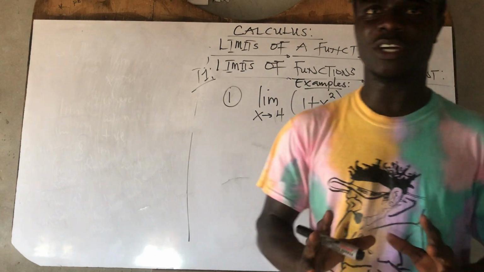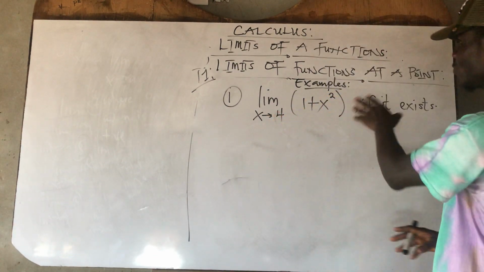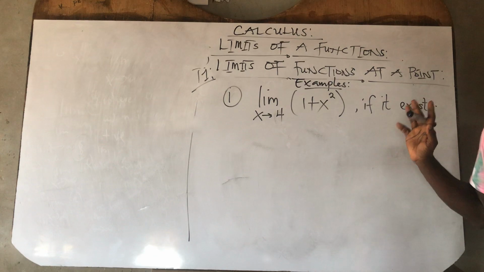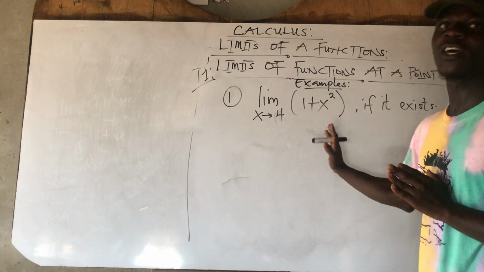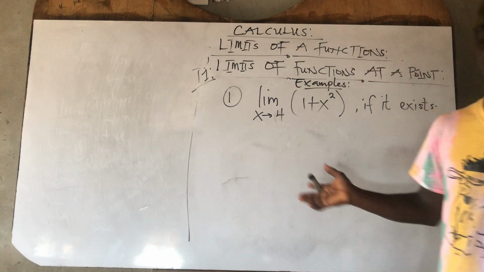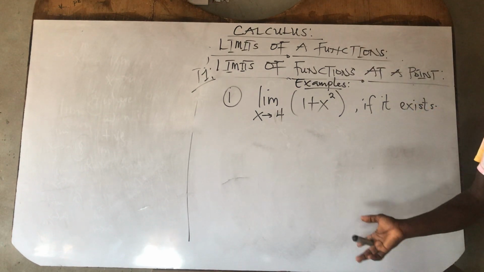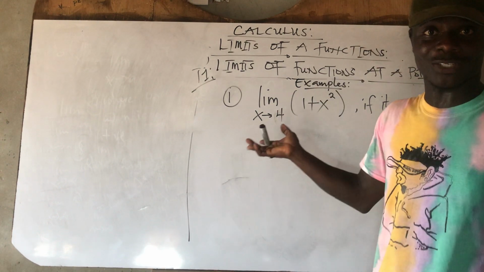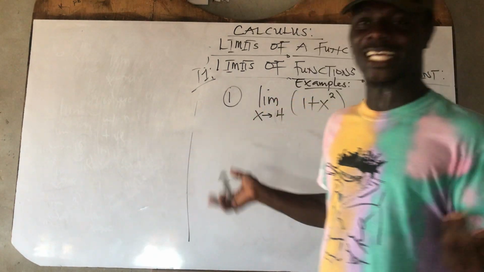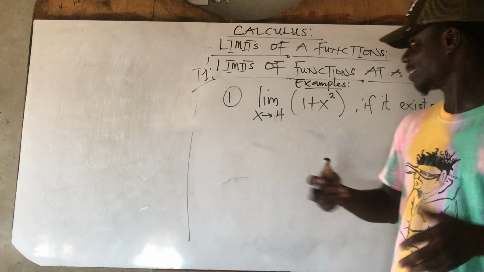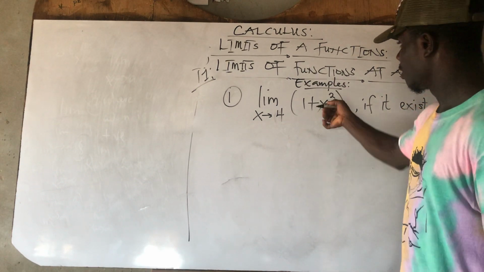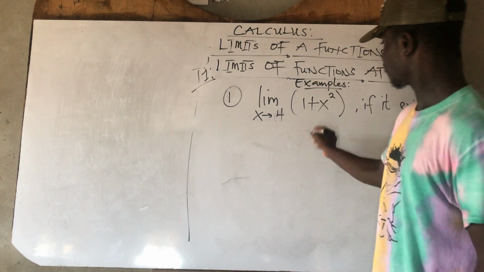Very simple. You have to listen. Here we are doing direct substitution with this function. We can't do simplification here because we cannot simplify this function. Is 1 plus x squared equal to x squared? No. 1 plus x squared is still 1 plus x squared because they are unlike terms. So we do direct substitution.